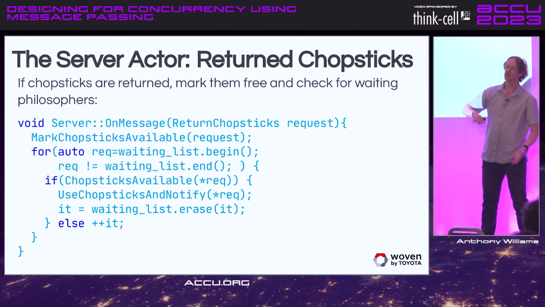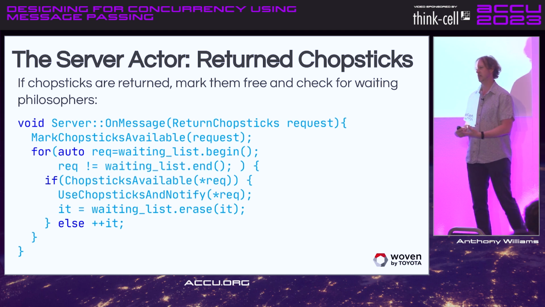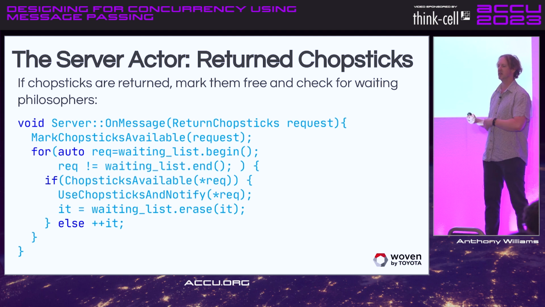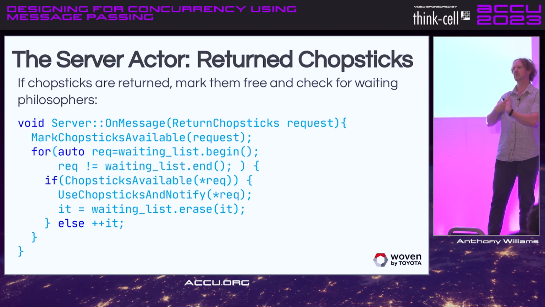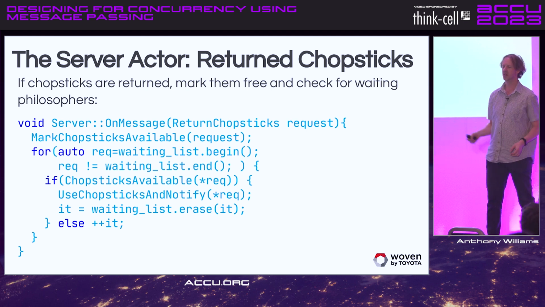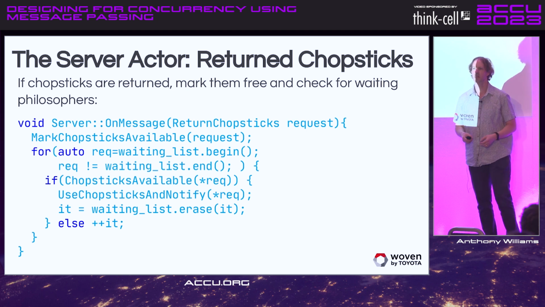And then on the flip side, when a philosopher is done with the chopsticks, we need to mark that the chopsticks are available, and then we can go through our waiting list. For each philosopher on the waiting list, we can check if they can have their chopsticks, and if they can, we mark the chopsticks as used, notify them that they can have them, and then remove them from the waiting list. Otherwise, we just keep going through the list.